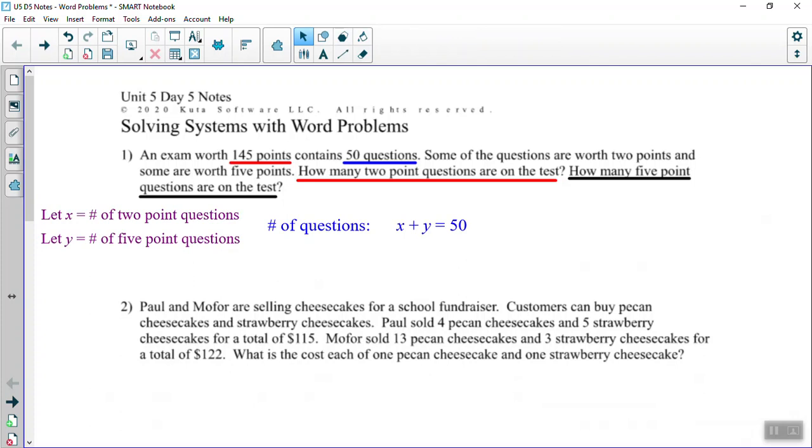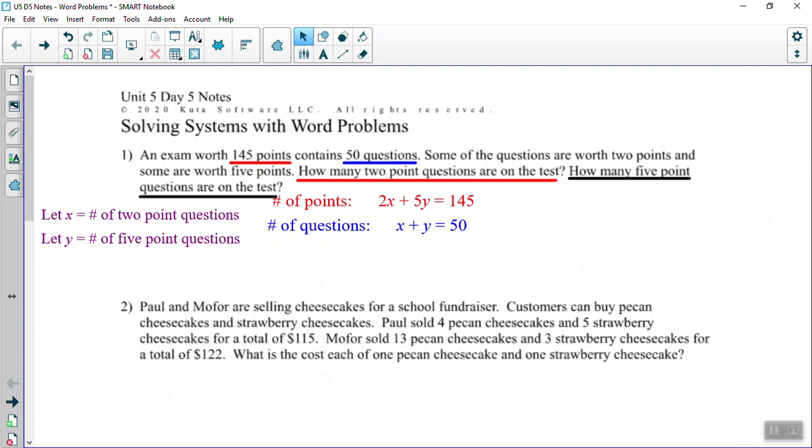I need my exam to come out to be 145 points. There are a certain number of questions that are each worth 2 points, and a certain number of questions that are each worth 5 points. Since x is the number of 2-point questions, I can represent the total points from 2-point questions by doing 2 times x. And the total points from 5-point questions, I would do 5 times the number of 5-point questions. So that equation would look like this: 2x plus 5y equals 145.